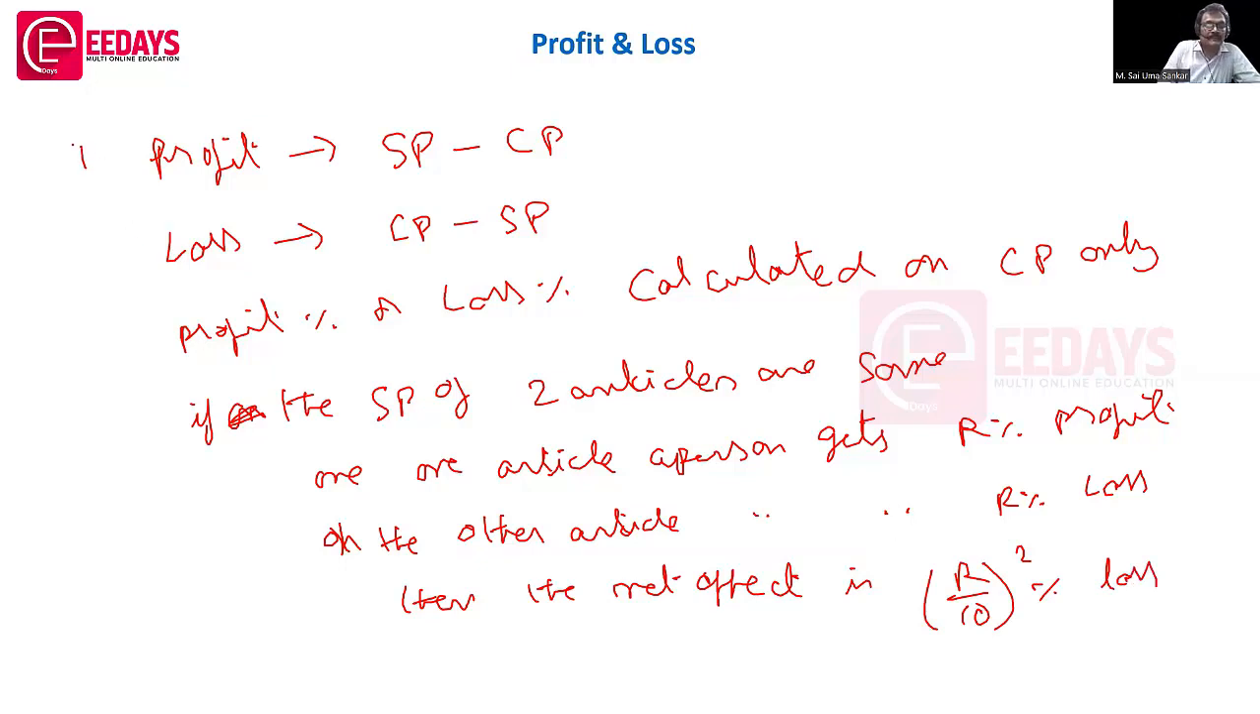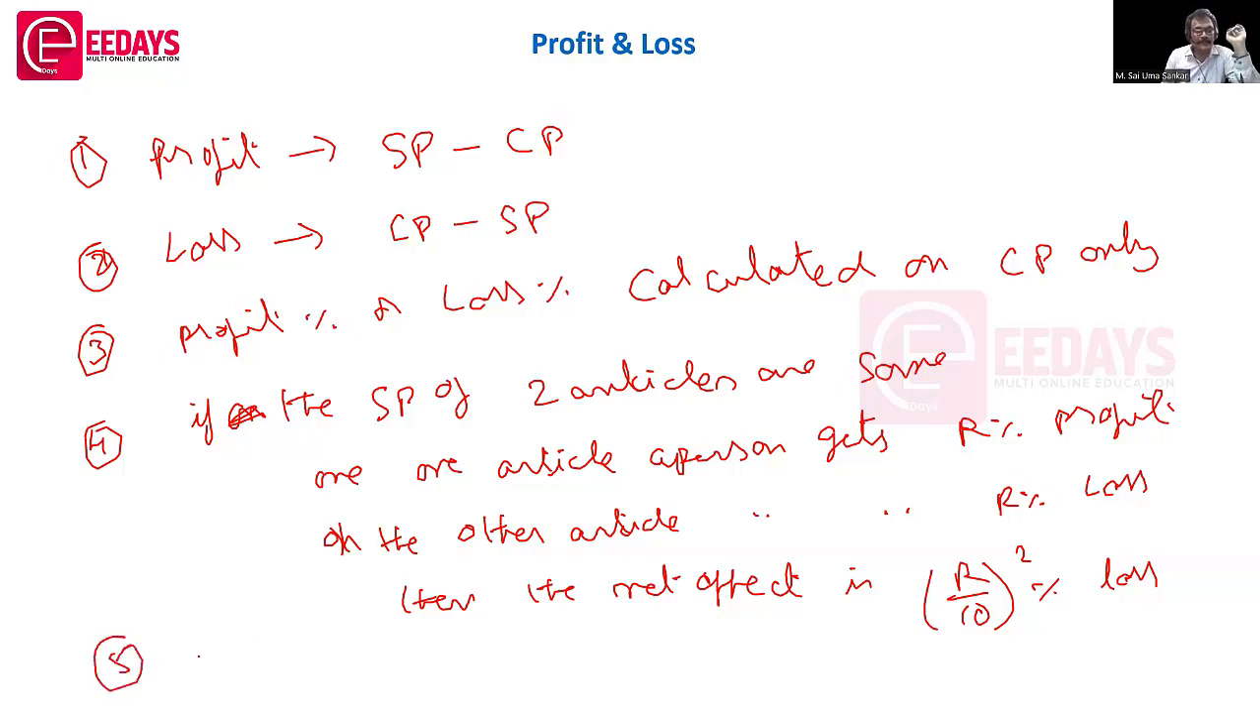Okay, when will we get profit? If the selling price is more than the cost price. When will we get loss? If the selling price is less than the cost price. Next, either profit percent or loss percent is calculated on the cost price only. And what is the fourth one? If the selling price of two articles is the same, on one article a person gets R% profit, and on the other article that person gets R% loss, then the net effect is (R by 10) whole square percent loss.